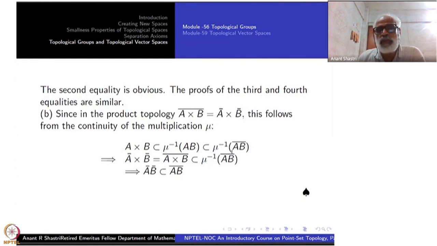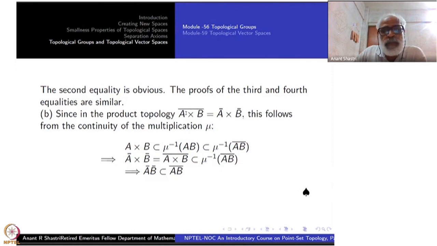Okay? No, sorry, mu inverse of AB bar. But that will imply, if you take the closure, this is a closed subset. Why is it a closed subset? It's a bar of something. And mu is continuous, so mu inverse of this one is a closed subset containing the set. So its closure will be contained in that, that closure being the smallest closed set containing the set, right? So I'm using something which we have done a long, long time back perhaps.